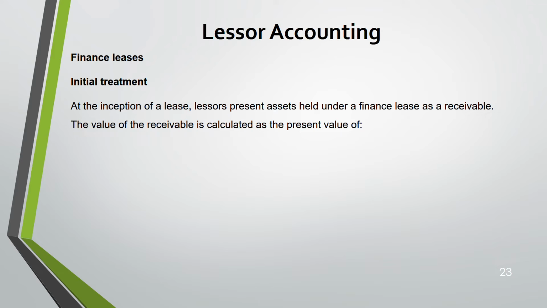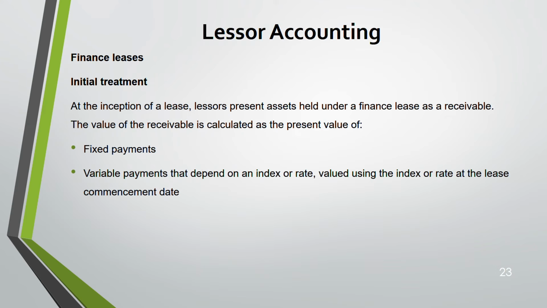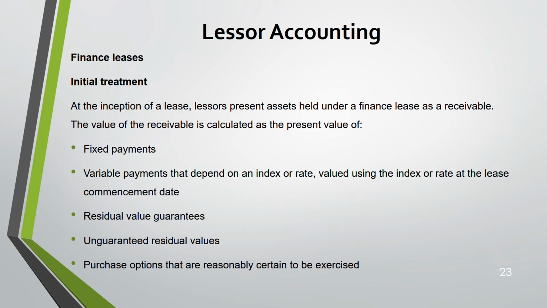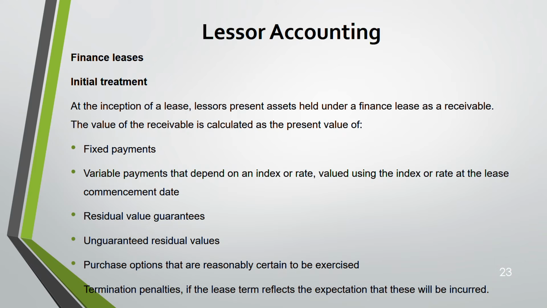And the value of this receivable is calculated at present value. Why? Because you are going to receive this payment in the future, but you want to know the value today of that payment. That's why present value. So this receivable will include fixed payments and variable payments. The variable payment depends on an index or rate; they will give you that in the exam. Third, residual value guarantees, and unguaranteed residual values. Purchase options that are reasonably certain to be exercised. That means if the lessee has an option to buy the asset at the end of the lease term. And termination penalties.